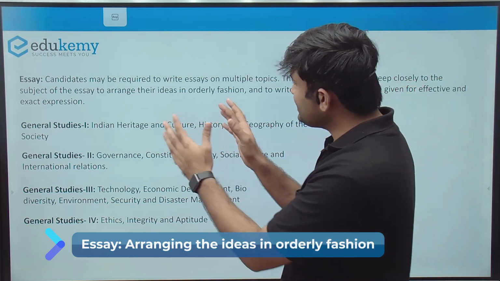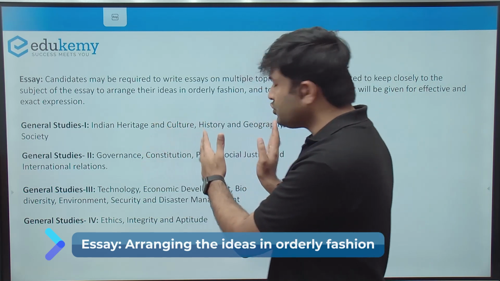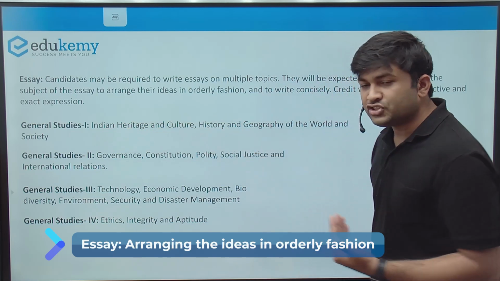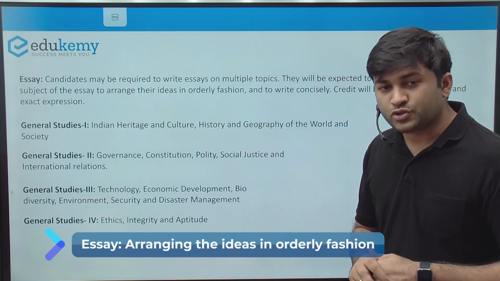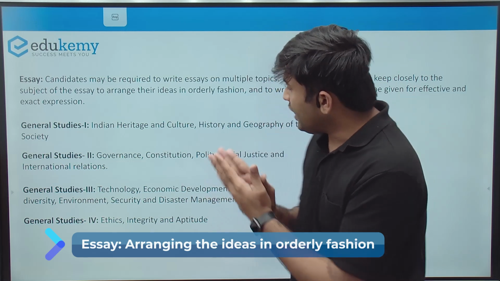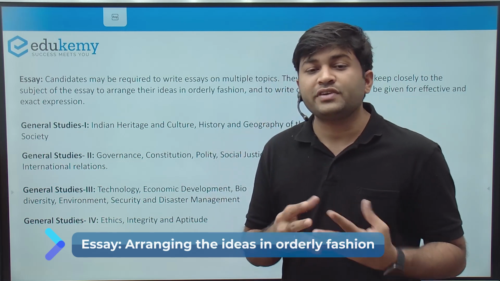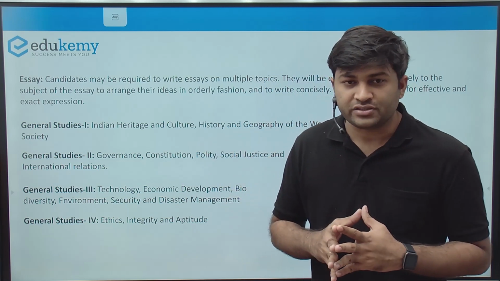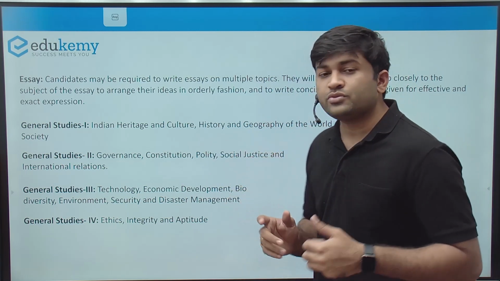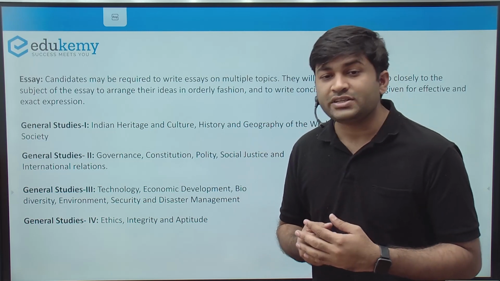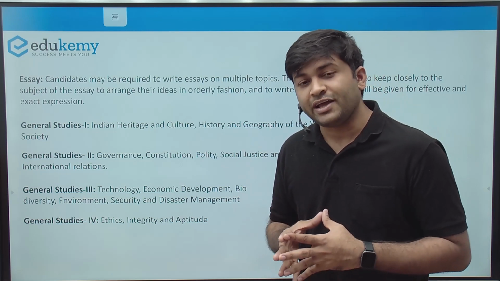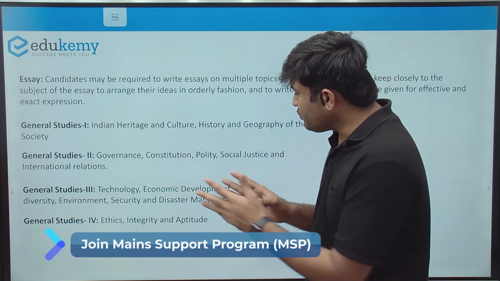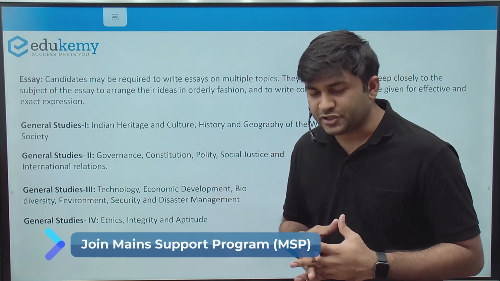Now you have general studies paper 1, which is of history, geography and society. In that, Indian heritage, culture and history and geography of the world and society is the syllabus. You have general studies paper 2 consisting of governance, constitution, polity, social justice and international relation. General studies paper 3 consists of technology, economic development, biodiversity, environment, security and disaster management. General studies paper 4 is of ethics, integrity and aptitude.